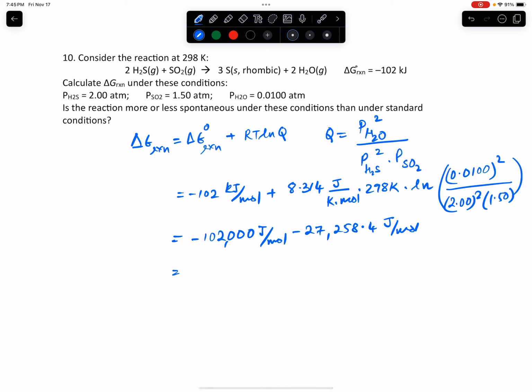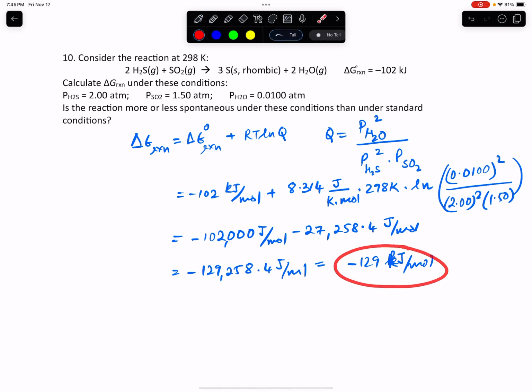Now let's add them together. That gives us minus 129,258.4 joules per mole, which, if we reconvert that back to kilojoules, is minus 129 kilojoules per mole. And if we compare this value to the standard value, as you can see, this value is more negative, therefore it is more spontaneous than under standard conditions.